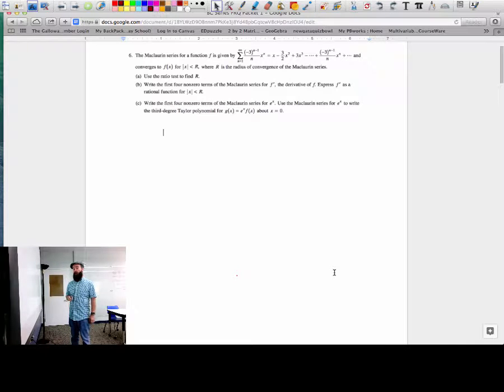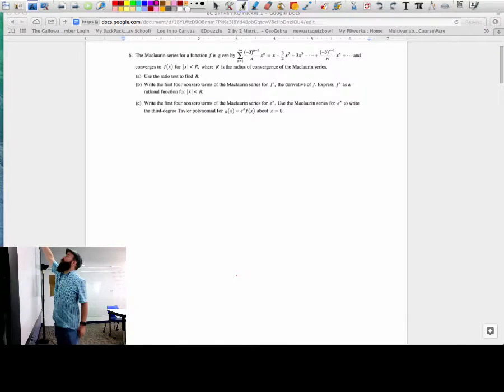I'll work on problem number 1. So this problem says that the Maclaurin series for a function is given by this series, and they've spelled it out for you here with a general term, and converges to f of x for absolute value of x less than r, where r is the radius of convergence of the Maclaurin series, which is sort of the definition of the radius of convergence anyway. So use the ratio test to find r.